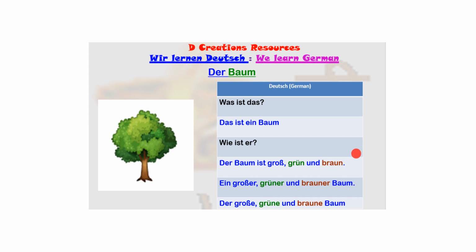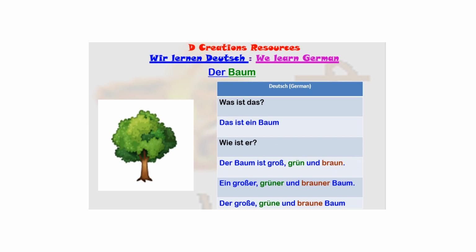I think the meanings are evident here from the colors actually, and the word groß is something you've already learned, but if you've forgotten, let me remind you, it means big. Okay. Der Baum ist groß, grün und braun.